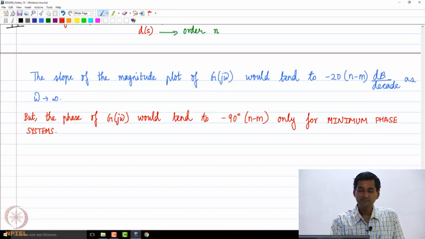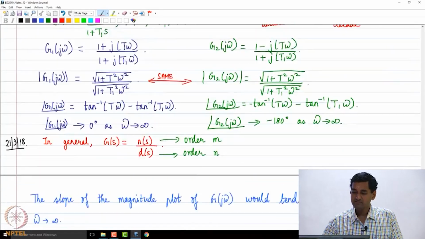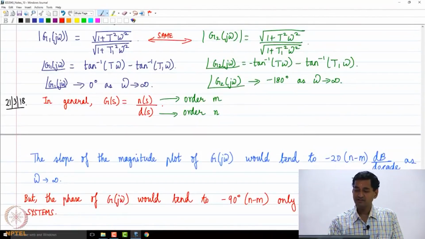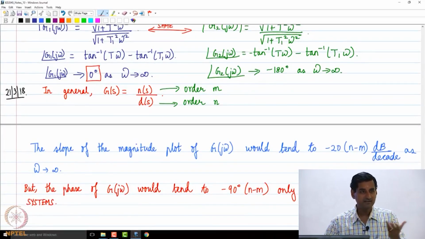Once again we could observe it from the previous example. In the previous example once again n was 1, m was 1. We saw that the phase went to 0 degrees as omega tends to infinity for the minimum phase system, because n minus m is 0 for the previous example. So one can immediately observe the generalization. But for a non-minimum phase system, we saw that it went to a value different from minus 90 degrees times (n minus m). That is what happens.